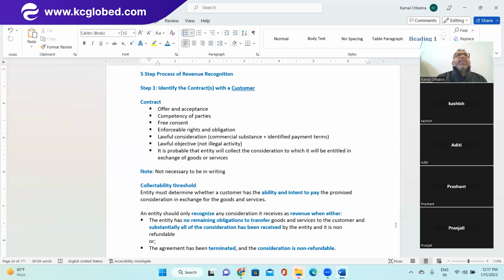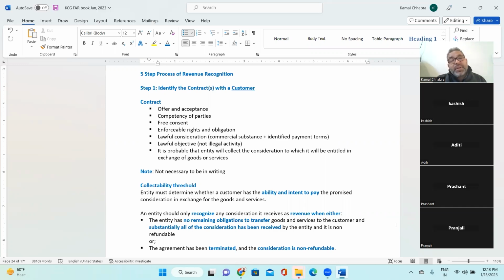Right? There are many agreements which are not contracts, just an agreement or just an MOU, because they do not have any commercial terms and conditions. Right? For an agreement to be a contract, there must be a commercial substance or commercial terms and conditions and the payment terms and conditions. Right? And then there should be a lawful objective. It should not be for any illegal purpose, right?